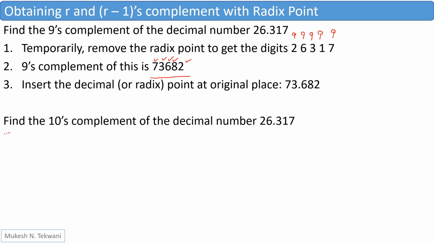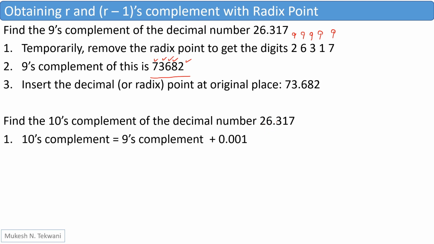Let us take the other example. We want to find the tens complement of 26.317. Now this is a slightly trickier problem, so let us observe what is happening here. We again see that the tens complement is nothing but the nines complement plus 0.001. So what has happened here is that we must add that 0.001 because the smallest digit that we have here, or the smallest weight that we have here, is 1,000th of a decimal. So we have 1 over 10, 1 over 100, 1 over 1000.